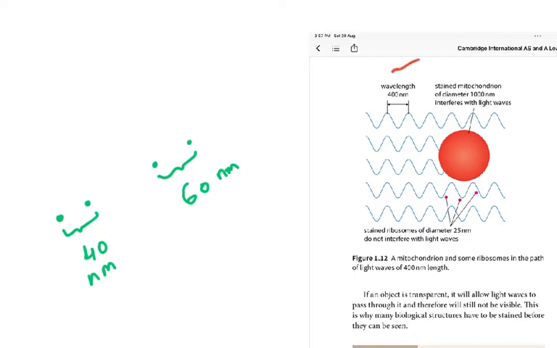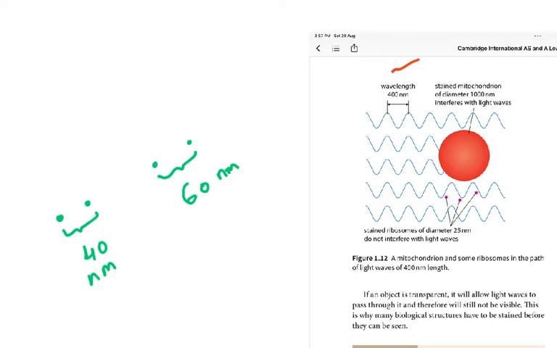Now, stained mitochondria of diameter 1000 nanometer interfere with light waves. Stained ribosomes of diameter 25 nanometer do not interfere with light waves. So there are mitochondria and some ribosomes in the path. If there is going to be interference, only then can it be seen. So if something is less than 200 nanometer, like ribosomes, you can't see them in the light microscope.